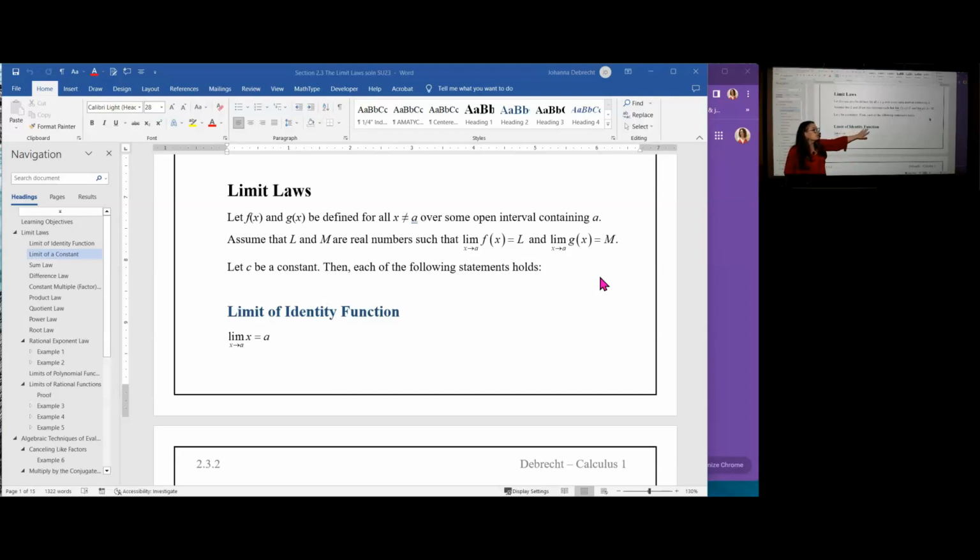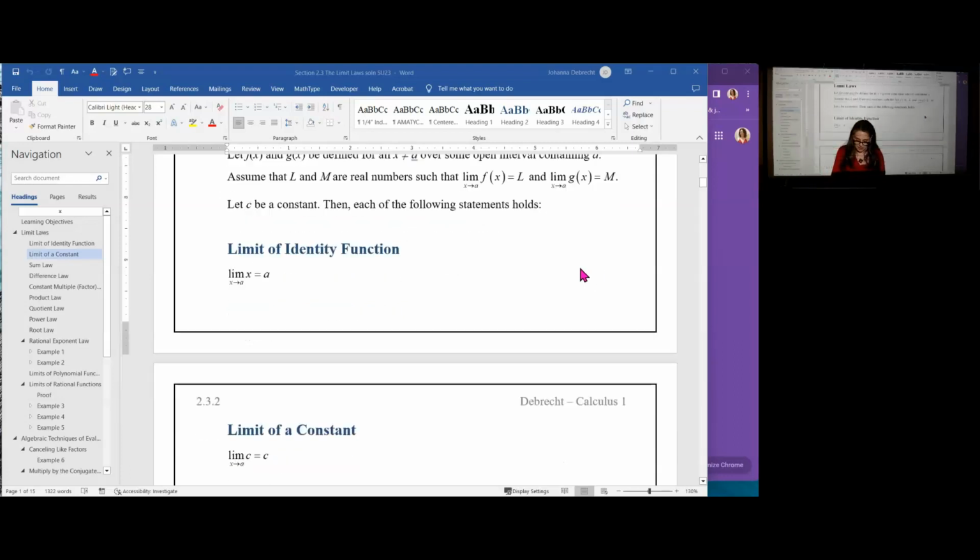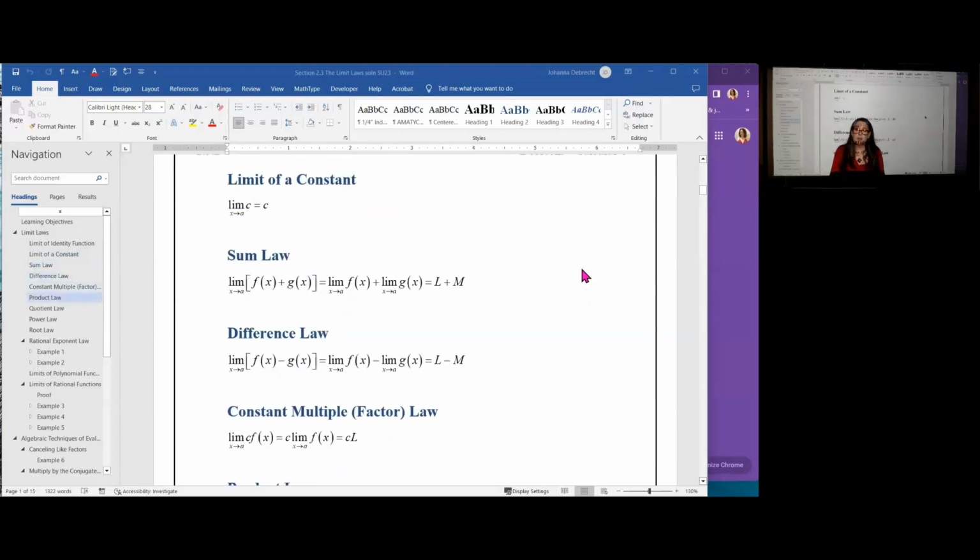We start with the limit of the identity function, as we discussed in the last video. The limit of the line y equal x as x approaches a is just the value of x on the line, which is a. Then we have the limit of the constant function y equal to some c, like y equal 5, a horizontal line. The y value never changes, so no matter what value of a x gets close to, the y value stays c, so the limit is c.